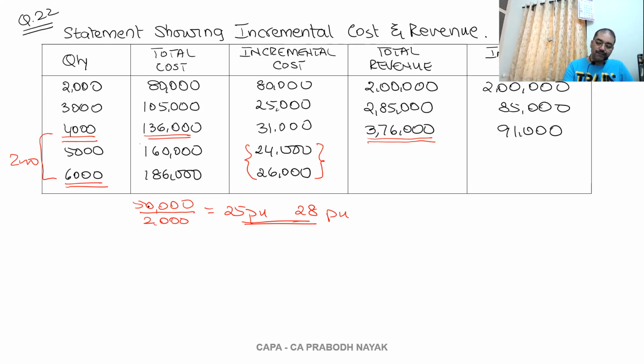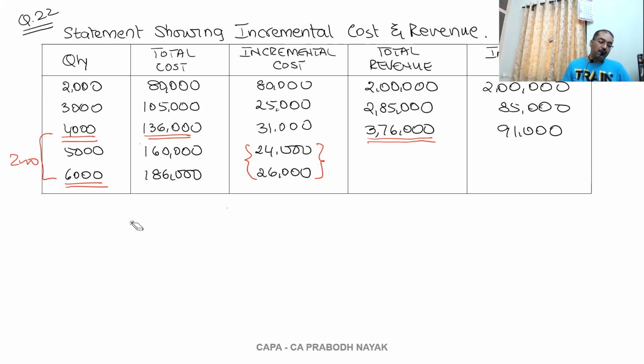Okay, so below the table you write. At present, company is producing and selling 4,000 units and earning a profit of rupees 2,40,000. Full stop. Bracket you write 3,76,000 minus 1,36,000.